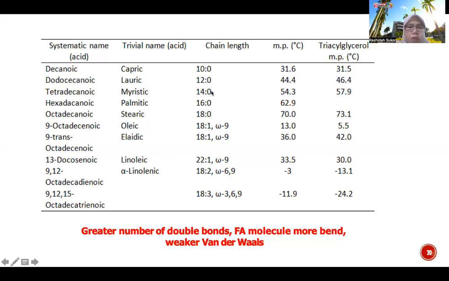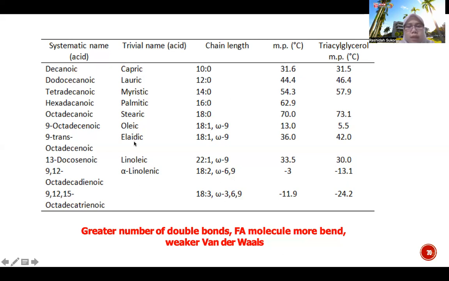Okay, ni kita dah tengok tadi. The higher the number of the carbon, okay, like capric acid, lauric acid, myristic acid, palmitic acid, stearic acid, okay, the higher the melting point, the one that have 0. Yesterday we have done this part.